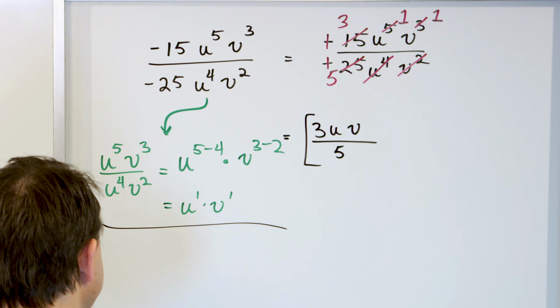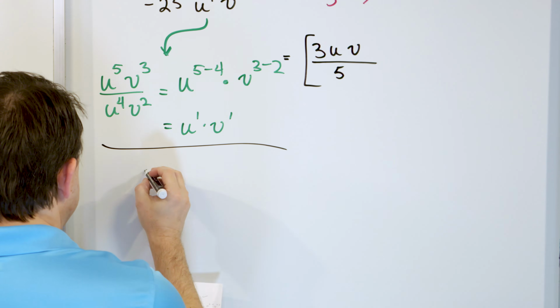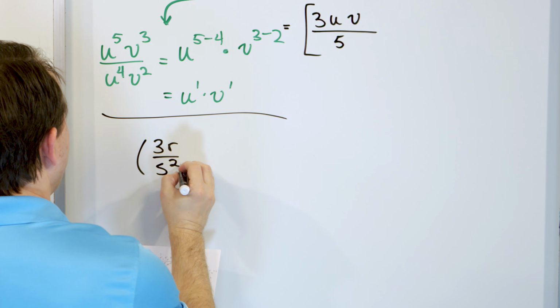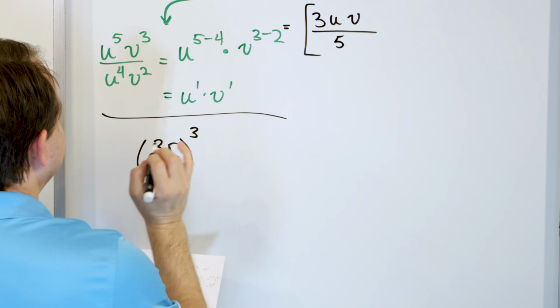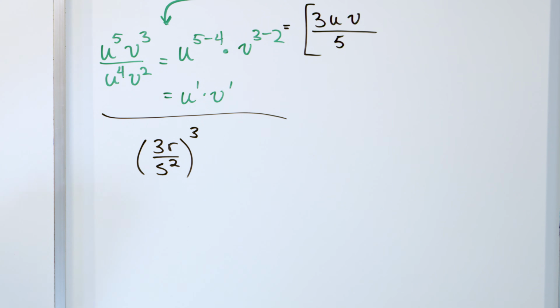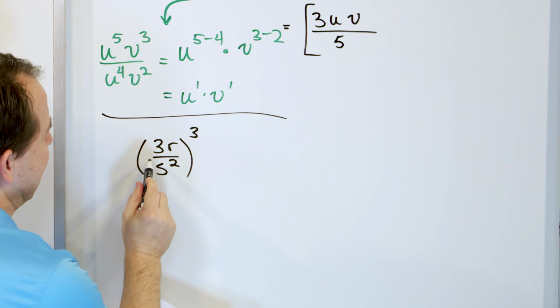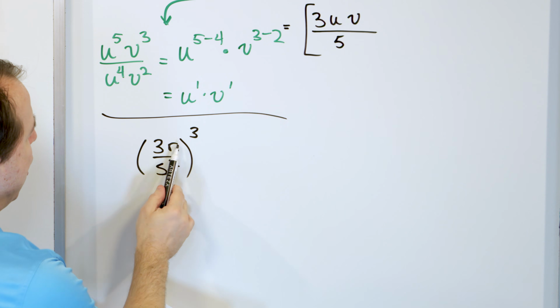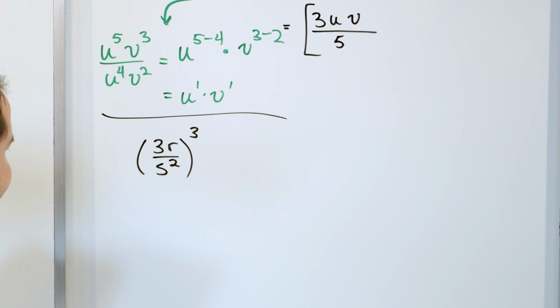All right, now let's move on to something a little different. What if we have 3 times r over s squared, and that's a fraction, all raised to the 3rd power. All right, now you look inside of here first and you try to simplify this, but you can't, because 3 and 1 you can't do anything with, r and s squared you can't do anything with.